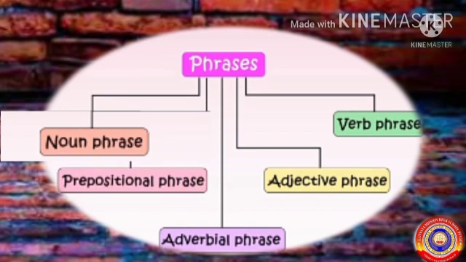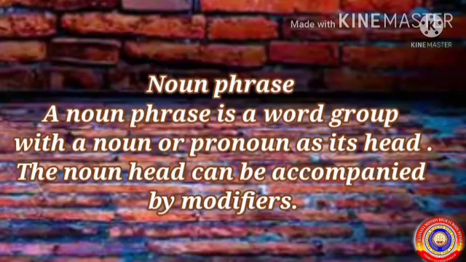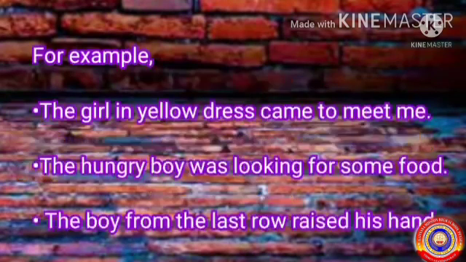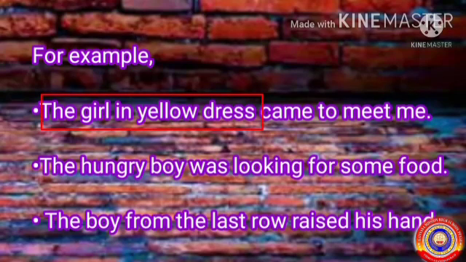Now we are discussing noun phrase. A noun phrase is a word group with a noun or pronoun as its head. The noun head can be accompanied by modifiers. For example, the girl in yellow dress came to meet me. Noun phrase in this sentence is the girl in yellow dress. The hungry boy was looking for some food. Noun phrase is the hungry boy. The boy from the last row raised his hand. The noun phrase is the boy.